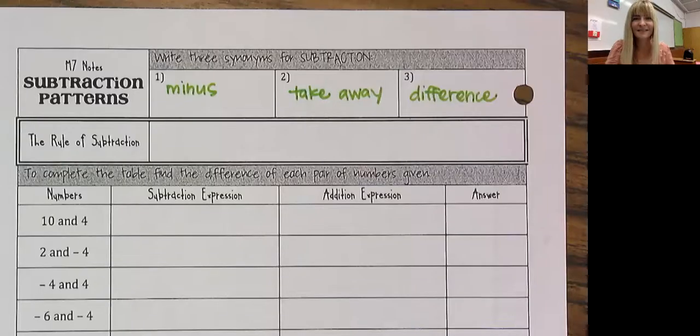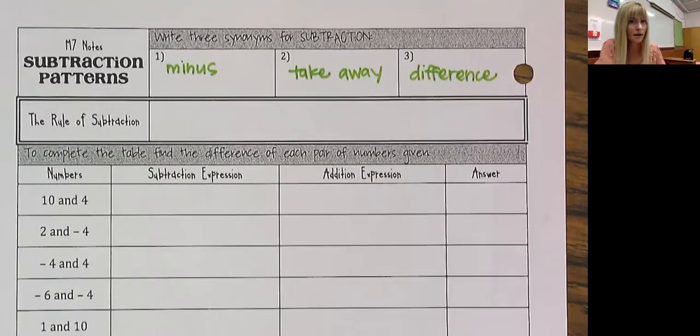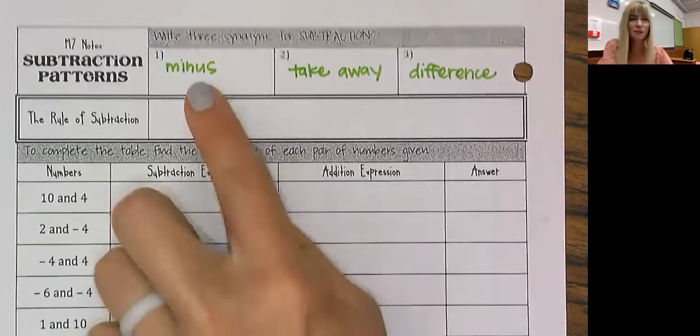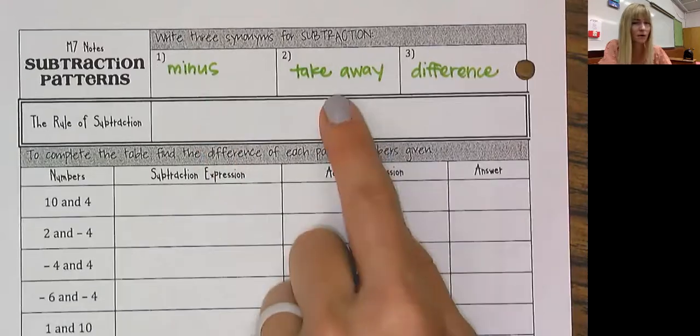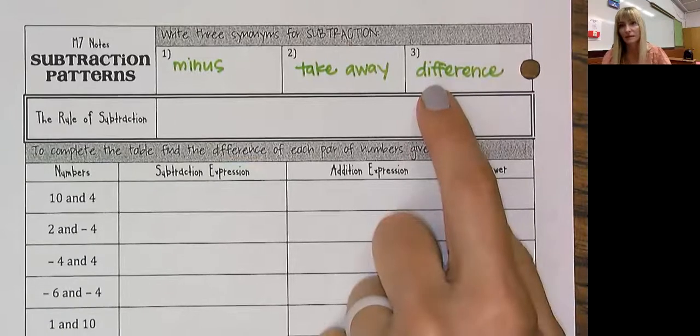On the top of page 8, it asks you to write 3 synonyms for subtraction. Let's take a look at that and see if we remember what that means. Here's a few that my students will often come up with. Synonyms means a word that is a different word but actually has the same meaning. So when you hear subtraction, we often think minus, take away, difference. Sometimes if we even see something like how much less than, that's also the idea of difference.